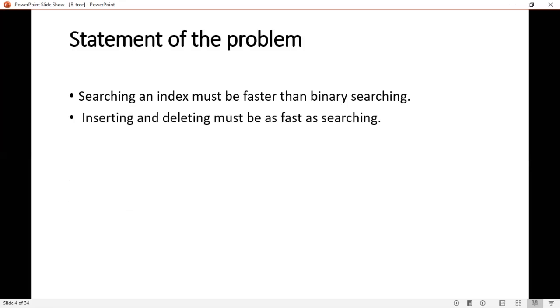Statement of the problem. B-tree is the solution to the following problems: searching an index, and insertion and deletion. Searching should be faster than binary searching, which we discussed earlier, and inserting a node or deleting a node should be as fast as searching. That is what we want to achieve through this B-tree.